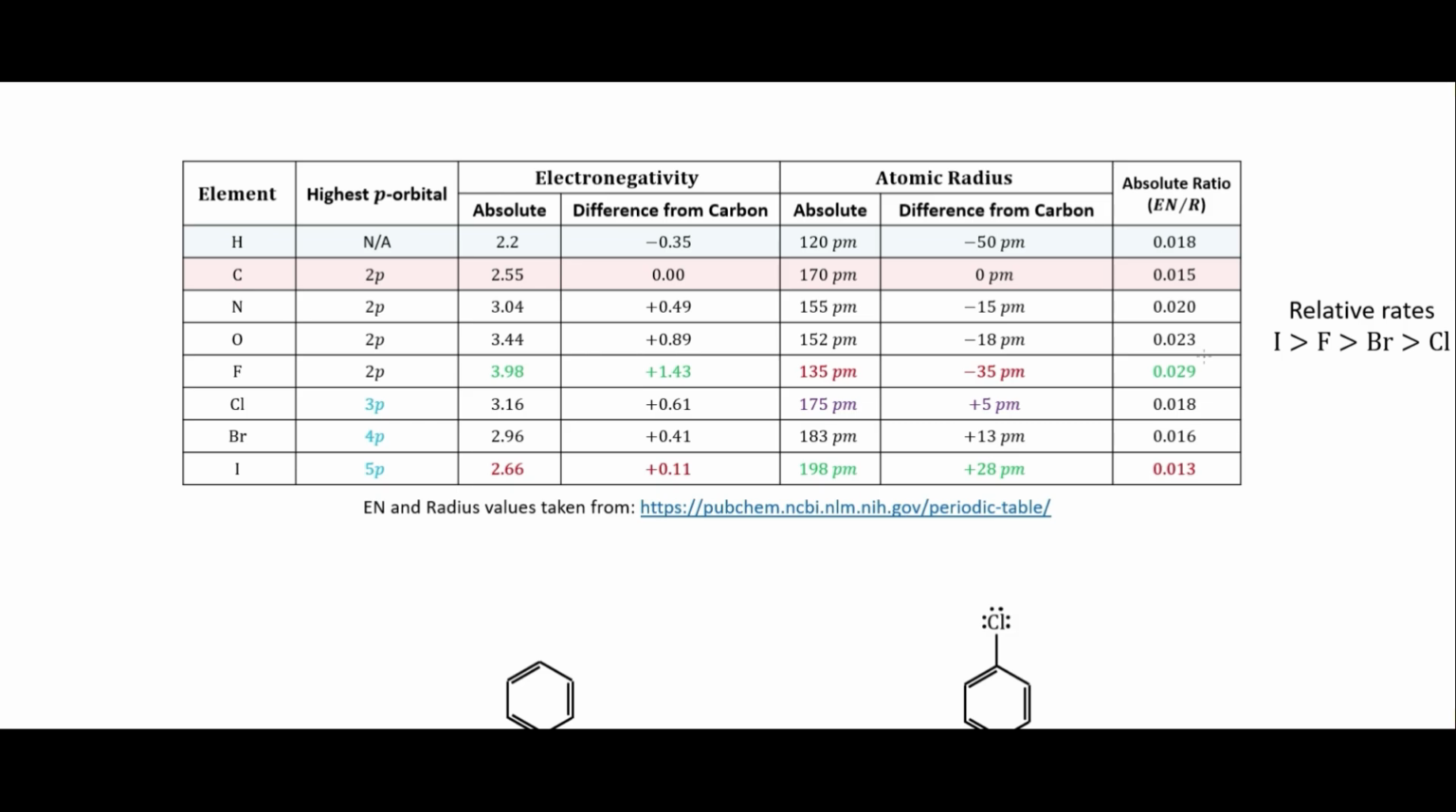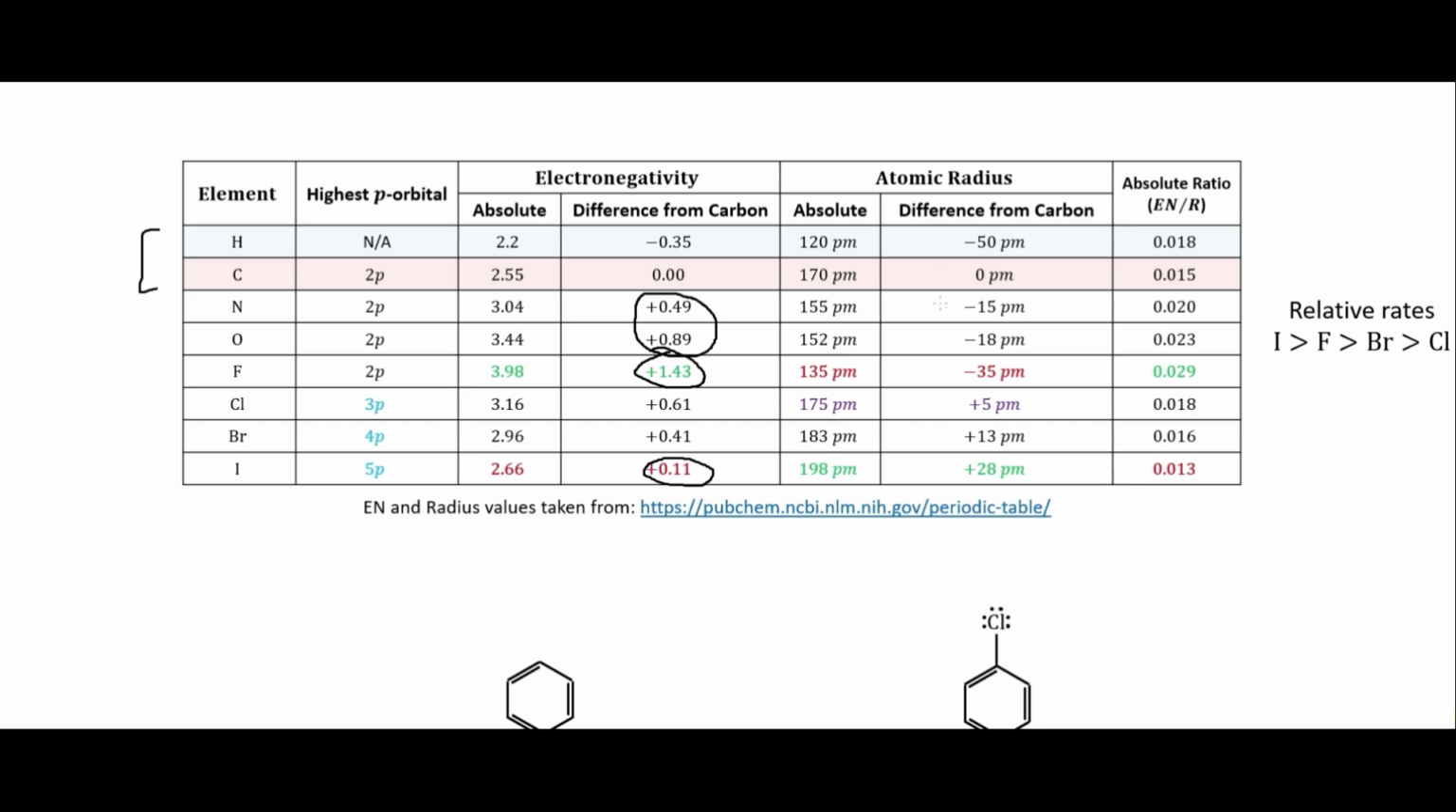So if we look at some data here, we can see this for hydrogen and carbon at the top. All of these differences here are comparing everything to carbon. So what we see is that the electronegativity difference for nitrogen and oxygen are plus 0.49 and plus 0.89 there, whereas for something like fluorine, it's quite a bit different. So that's going to be the highest difference. Then for the iodine, it is the lowest difference right here.